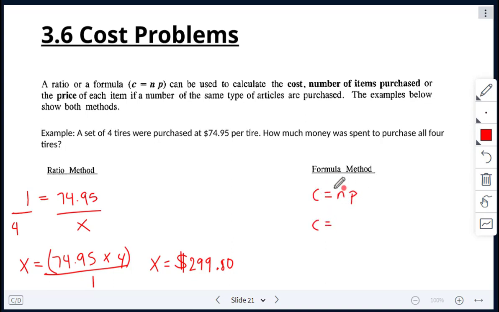All right, if we were looking at the formula method, which is C equals NP, we're looking for cost. So the number of items purchased, that is 4. And then the price of each item, that's $74.95. All right, so just $74.95 times 4, which is $299.80 for 4 tires.